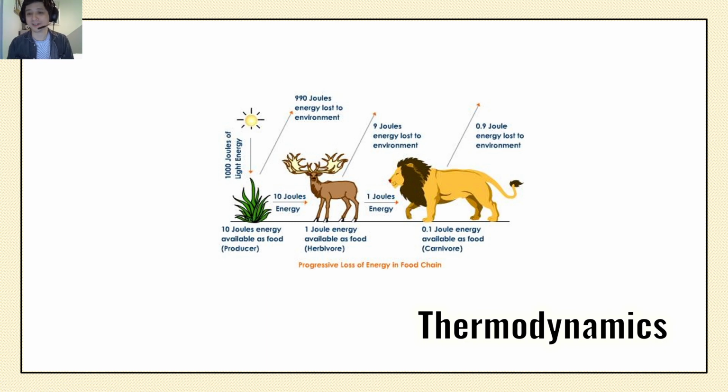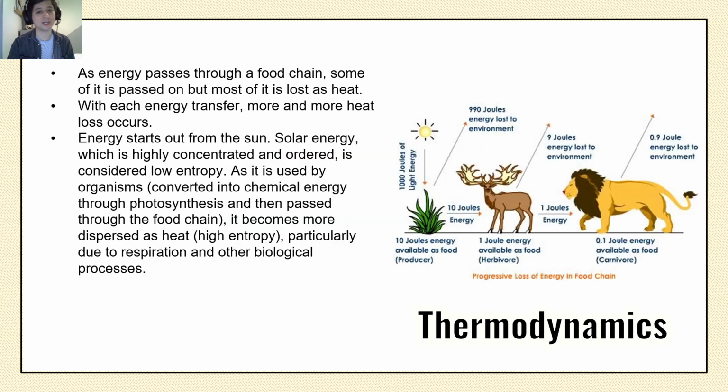There cannot be a bigger level because there's not enough energy to sustain another level. So food chains, in a sense, are inefficient. They lose most of their energy to heat. And that's a big point to understand here. Let's talk about it a little more.